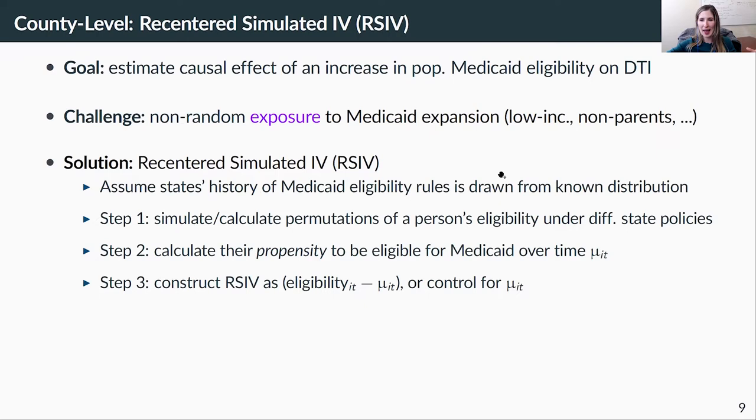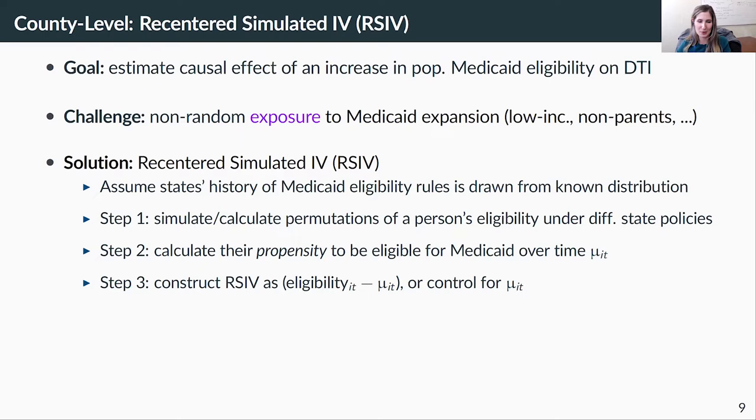So for example, Minnesota and California are both primarily Democratically governed states over our sample period. We're going to assume that California or Minnesota could have adopted each other's approaches to Medicaid, but it's unlikely, for example, that Alabama and Arkansas would have adopted California's and Minnesota's, but perhaps Alabama and Arkansas would have had more similar policy realizations. So we're going to have these two distinct groups.